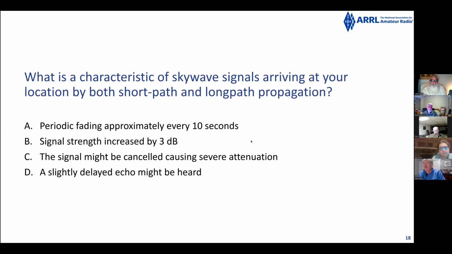What's the characteristic of skywave signals arriving at your location by both short path and long path? A, periodic fading. B, signal strength increased by 3 dB. C, the signal might be canceled, causing severe attenuation. Or D, a slightly delayed echo. Anyone? I think it'd be D, right? Because you would get it from both places. D, delta, because it takes time for the signal to circle around the Earth. 1/7 of a second for the maximum distance.